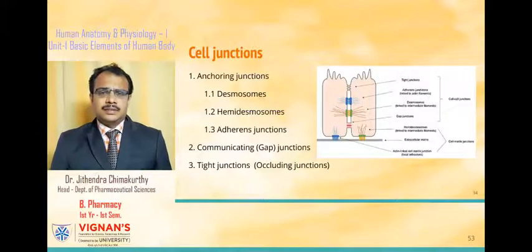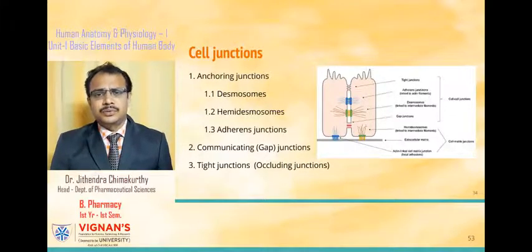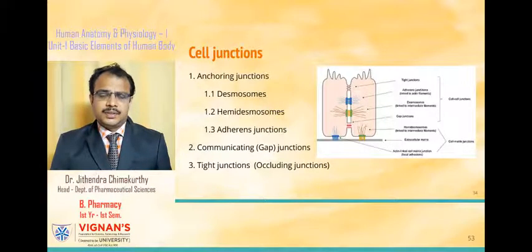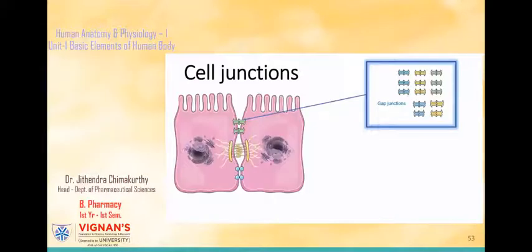These cell junctions are categorized into three types based upon their functions. They are anchoring junctions, communicating junctions or gap junctions, and tight junctions or occluding junctions. Anchoring junctions, communicating junctions and tight junctions are the three different types of junctions which are categorized based upon their function. So one of the important junctions is the gap junction.